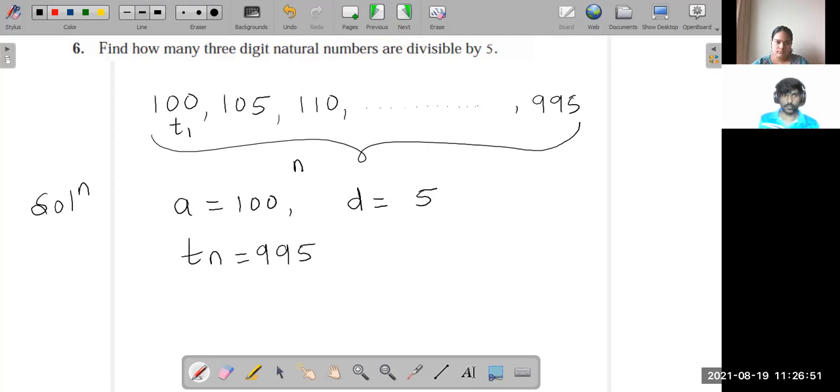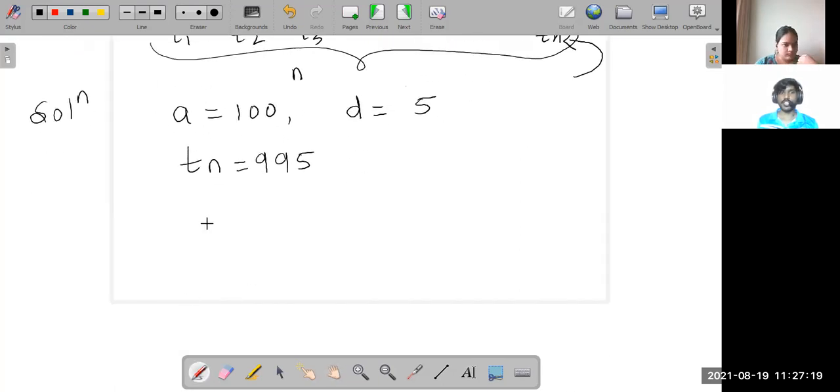So if this is the first term, T1, T2, T3, and this is the last term, Tn, you have to find out at which position this last term Tn is. That position will tell you the total numbers. Clear? So here we will use the Tn formula. We have to find out n. Tn formula is a plus n minus 1 into d.